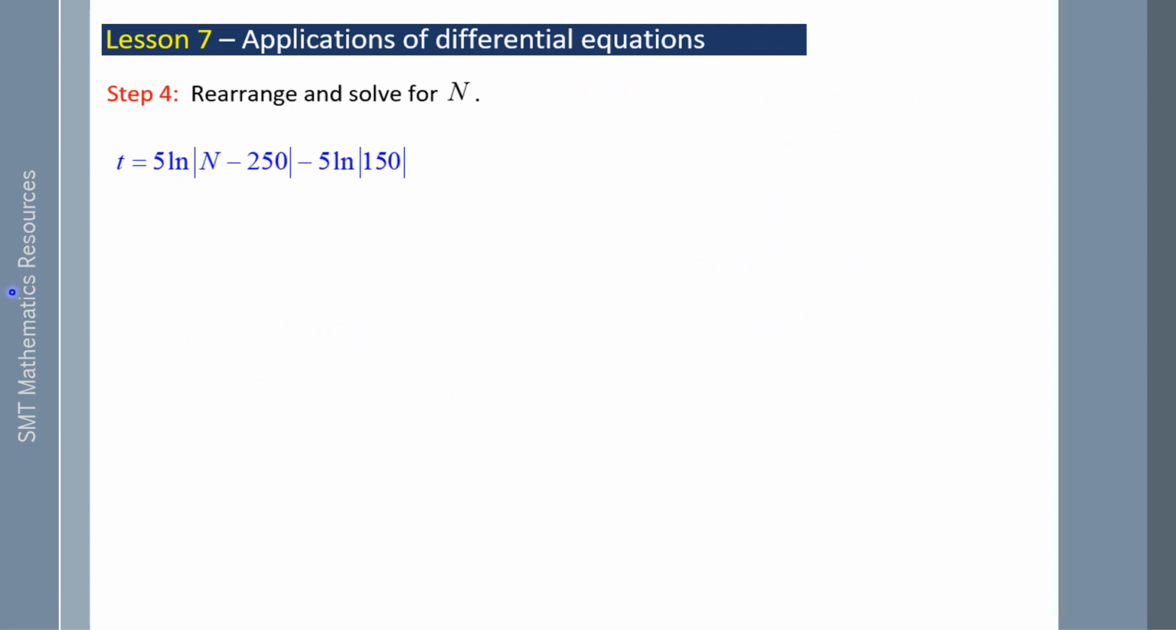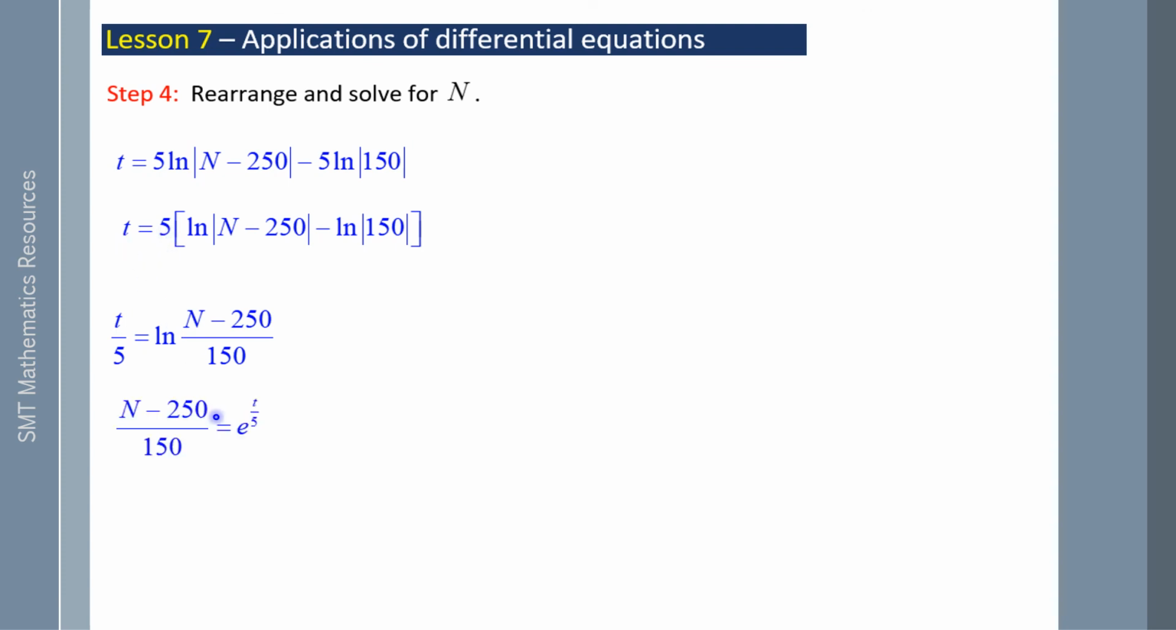Step 4, rearrange and solve for n. Here, if we have 5 natural log of this, subtract 5 natural log of this, we can factorize out the 5. Now we have a natural log, subtract another natural log. So using our log laws, we can write the natural log of (n take 250) divided by 150 equals t over 5. Because here, we divided both sides by 5. Hence, it'll be e to the t on 5 equals (n take 250) over 150. Rearranging, if we multiply both sides by 150, then add 250 to both sides, we have our model here for the number of our animal with respect to time.